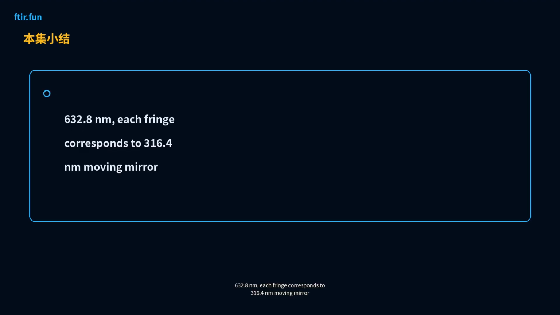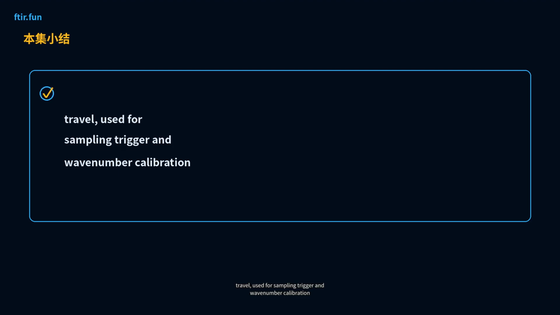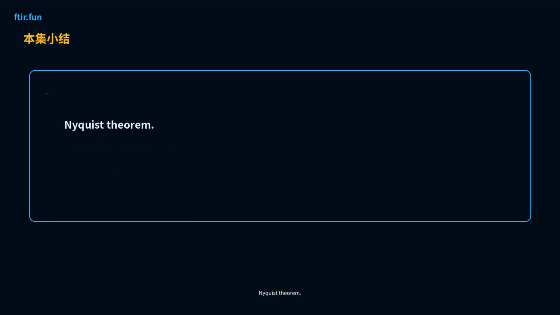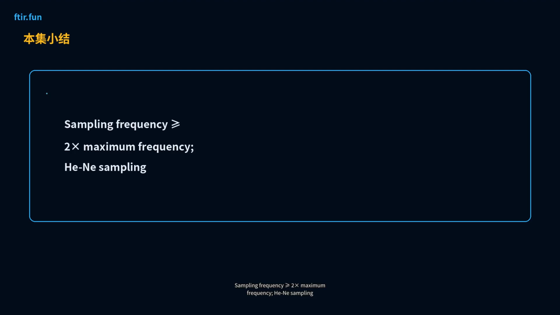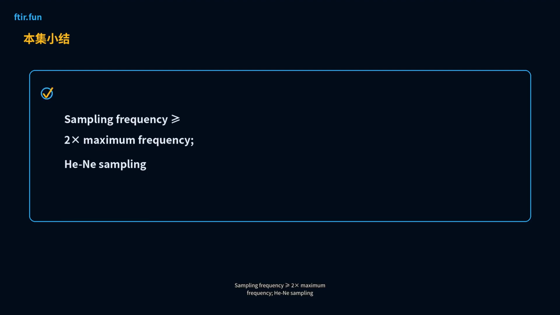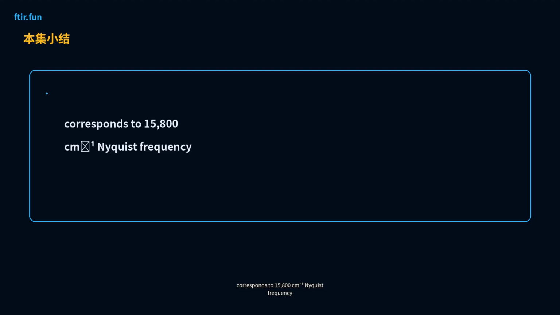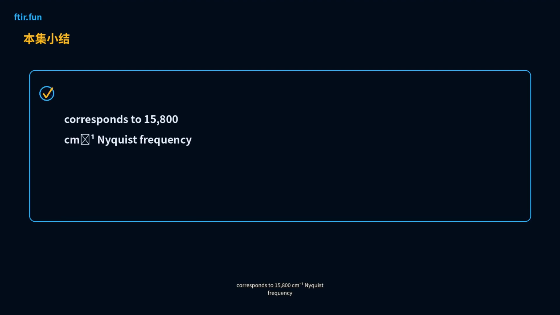632.8 nanometers. Each fringe corresponds to 316.4 nanometers of moving mirror travel, used for sampling trigger and wavenumber calibration. Nyquist theory. Sampling frequency greater than or equal to 2 times maximum frequency. Sampling at every laser fringe corresponds to 15,800 centimeters inverse Nyquist frequency.